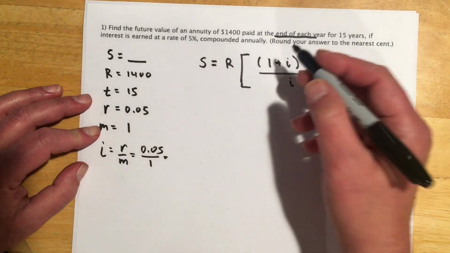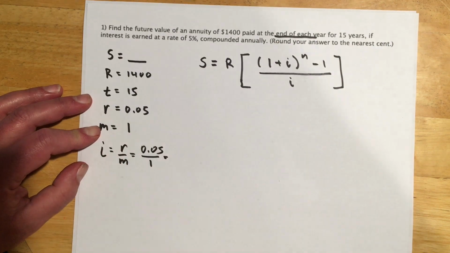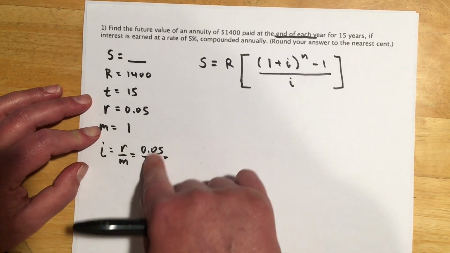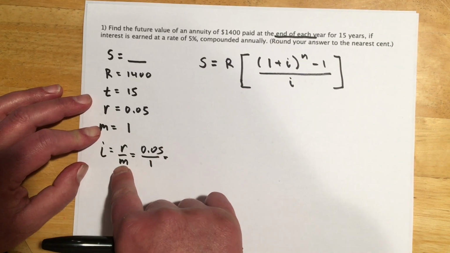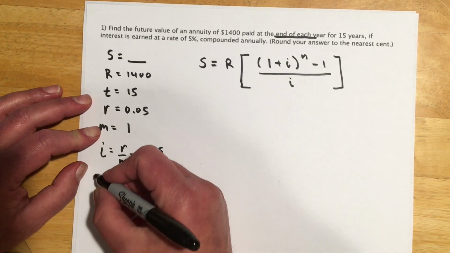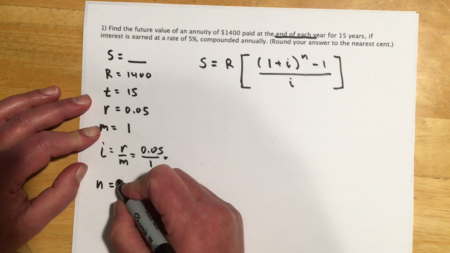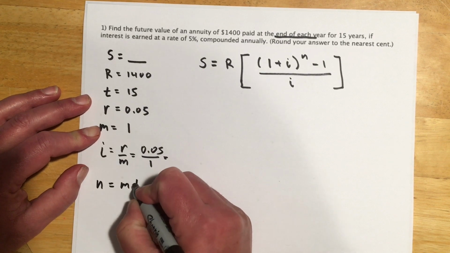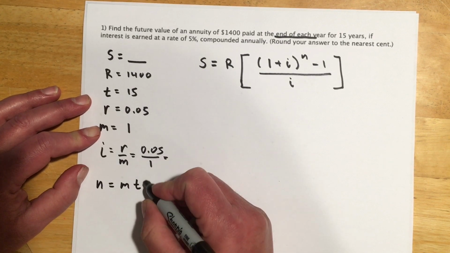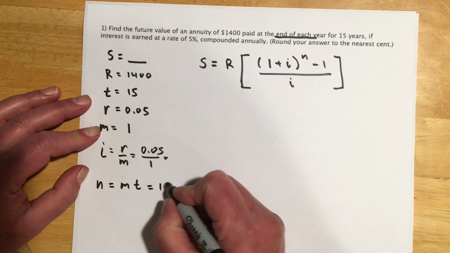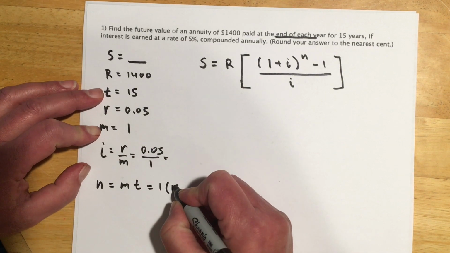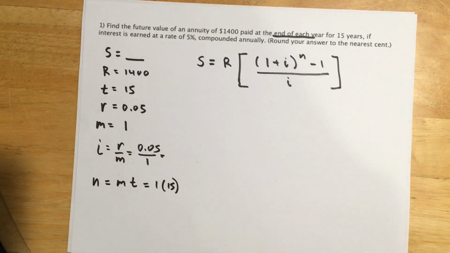And the same thing with the next piece coming up. For the next problems, that's going to matter, because that will be a different value when M isn't 1. So then we need N, and N is MT, compounding periods times time. Again, compounding periods is just 1, so it will be the same as the time. But this will probably be the last example for a bit where it does that.